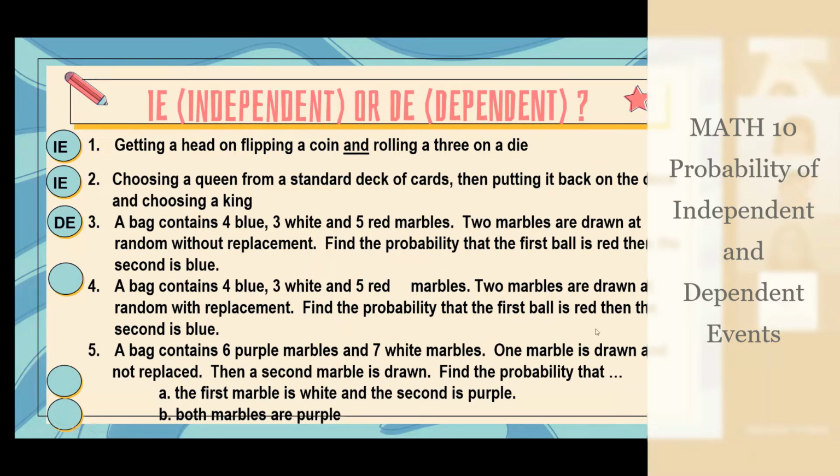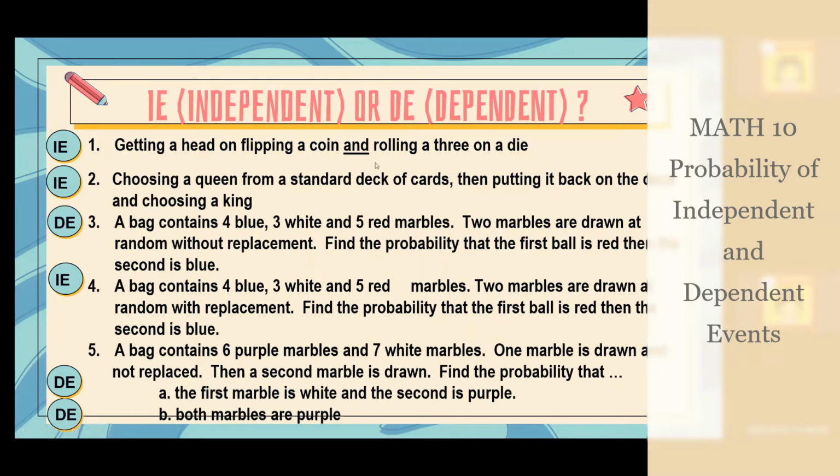Next, number 4. Enzo, what is your answer in number 4? Independent po. Okay, thank you. It's independent. Number 5 is dependent. Letter A. And letter B. What is the answer in letter B, Maxine? Letter B of number 5. Dependent. Okay, dependent also. Sige.